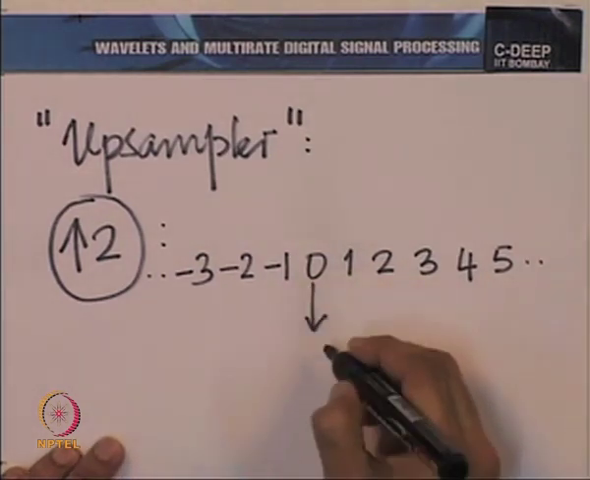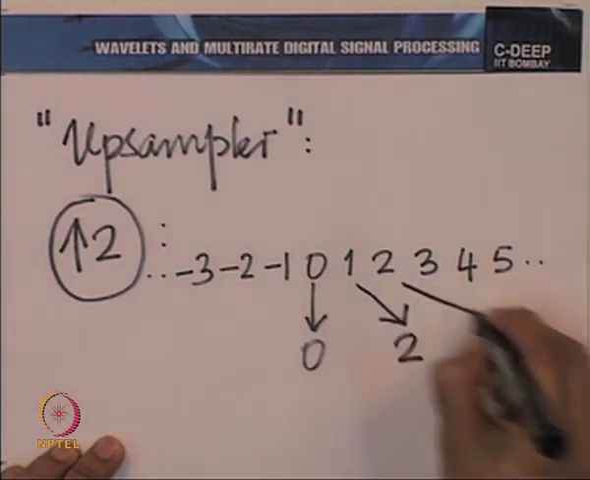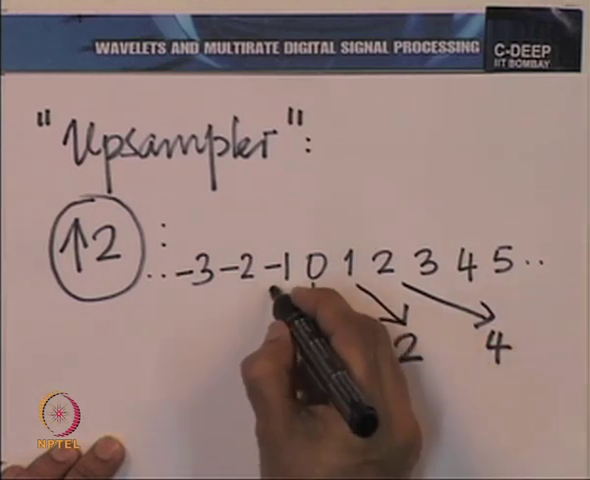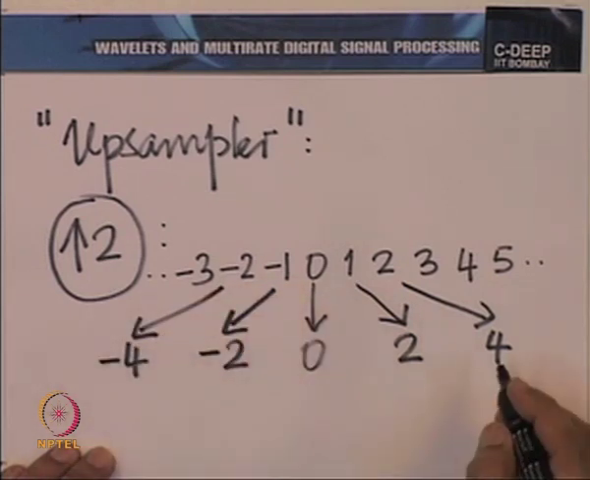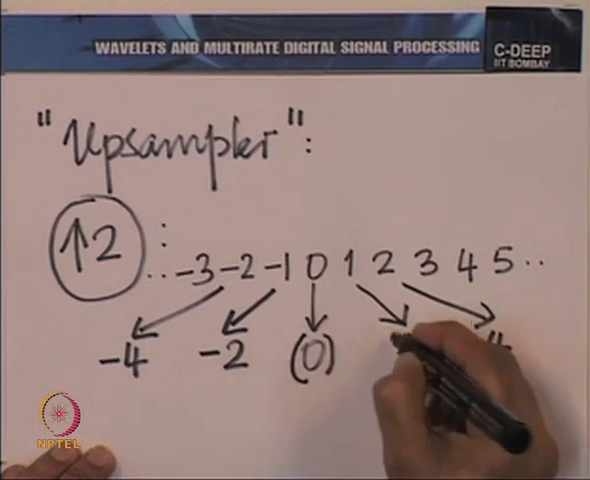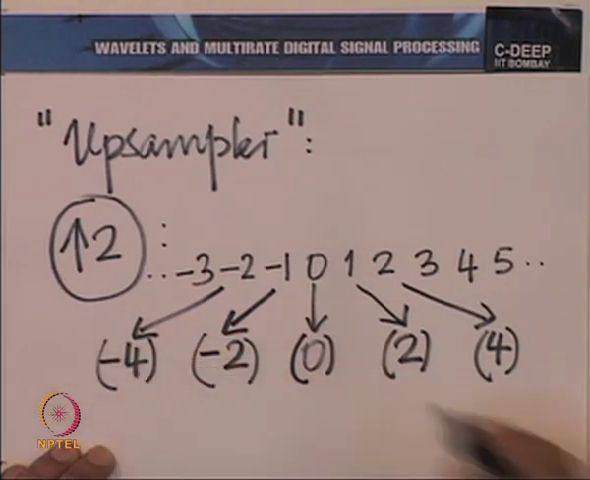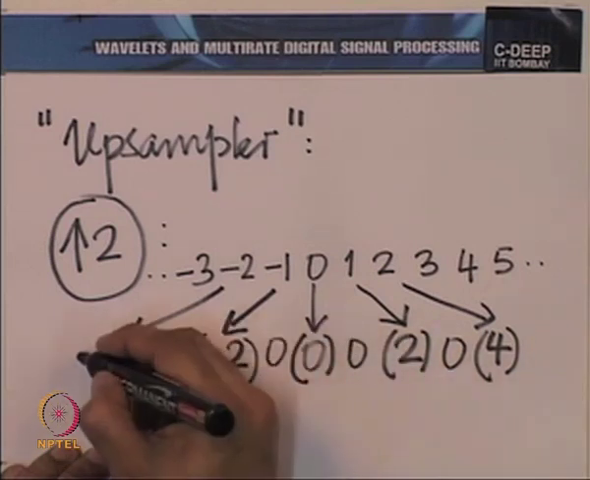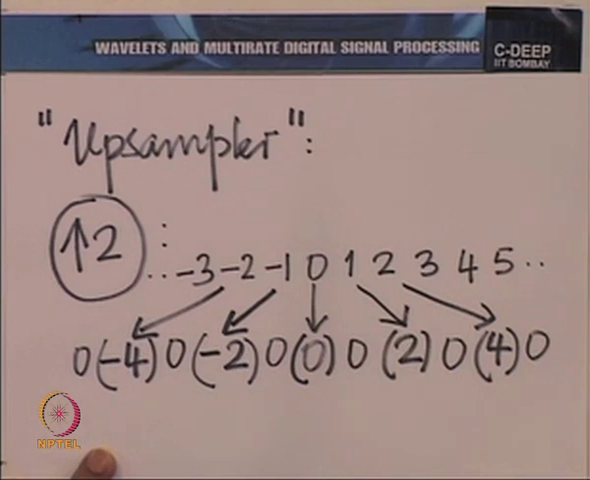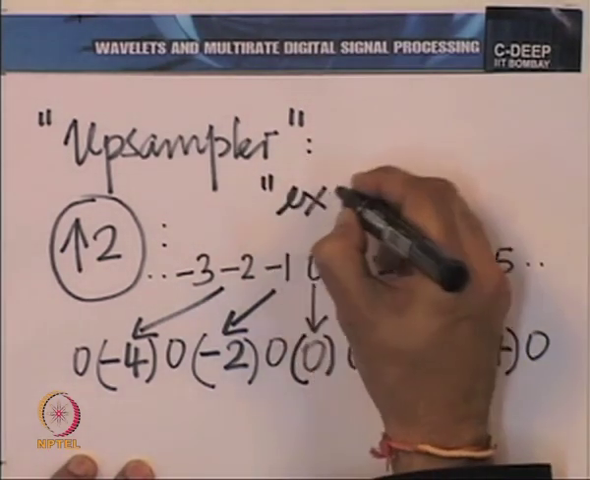the 0 sample goes where it is to 0, the 1 sample goes to 2, the 2 sample goes to 4, the minus 1 sample goes to minus 2, the minus 2 to minus 4 and so on and so forth. So, what we will do is, we will put these in brackets now. And we insert zeros in between. So, in other words, we expand in some sense. An upsampler also expands in some sense.